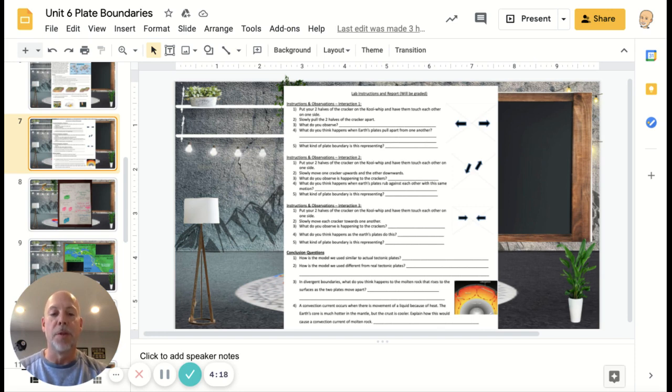Virtual students, if you want to do this at home, all you need is graham crackers and Cool Whip. If you have that, you can do this at home, or you can look it up on YouTube. There are YouTube videos that show someone giving this lab, and you can see what would happen if you're pulling them apart, sliding them, or pushing them together. So you'll still be able to answer these questions if you just go ahead and pull up that YouTube video.